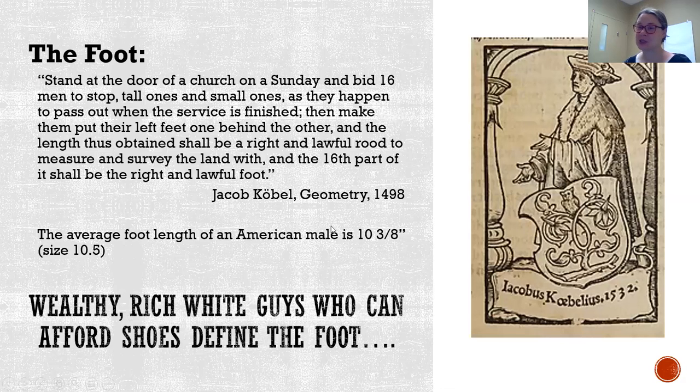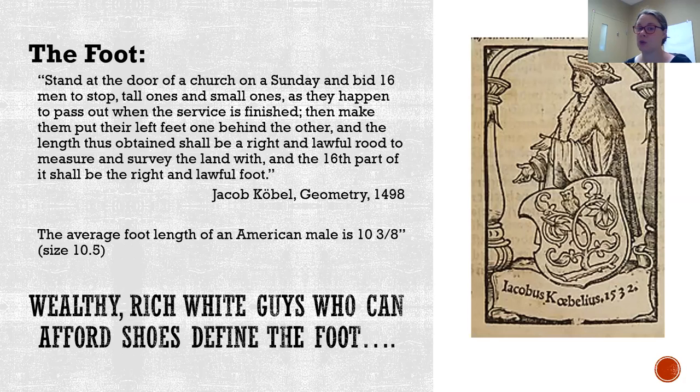Now the foot, where did the foot come from? Well, the foot literally came from feet. So in 1498, this guy, Jacob Kobel, wrote a book called Geometry. And in his book, he says, you stand at the door of a church on Sunday and bid 16 men to stop, tall ones, small ones. So he's trying to get things random as they happen to pass out when the service is finished.